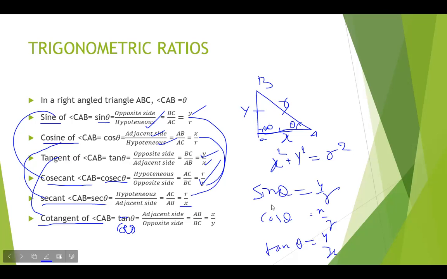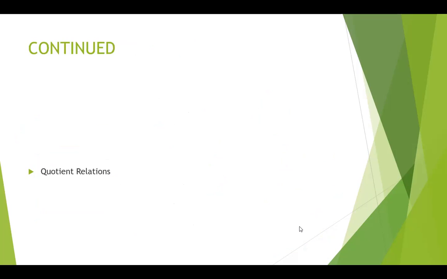The remaining three ratios, cosec theta, sec theta, and cot theta, are just the reciprocals of these three respectively. I define co-ratios, reciprocal trigonometric ratios, and quotient relations. What are reciprocal trigonometric relations?